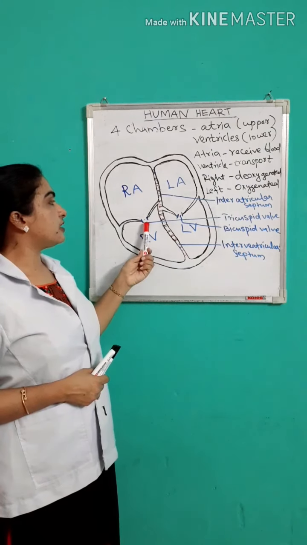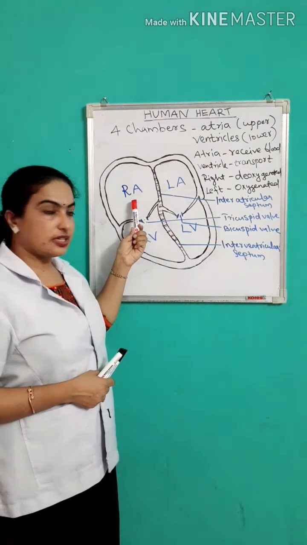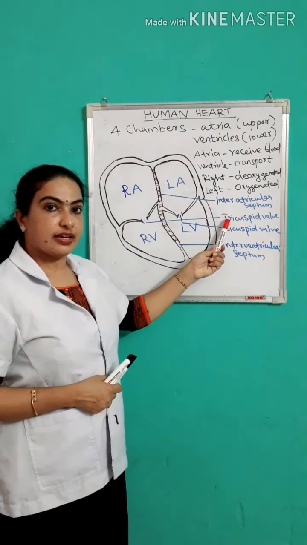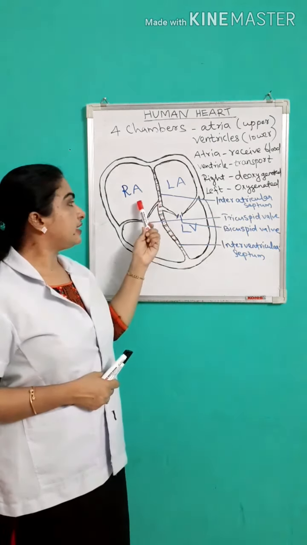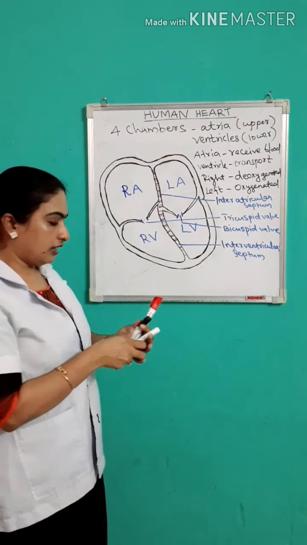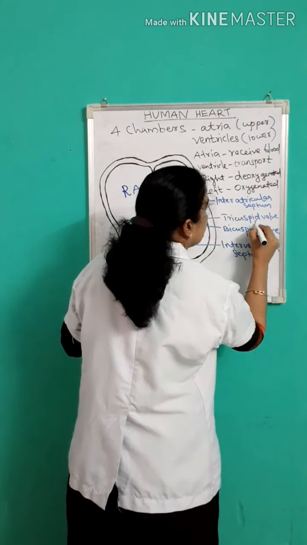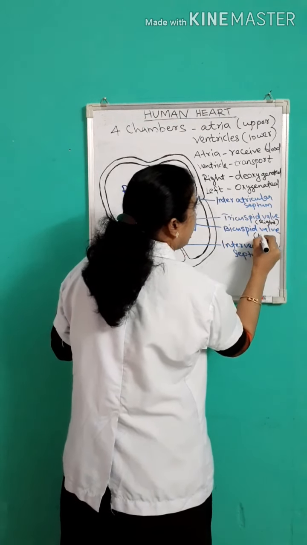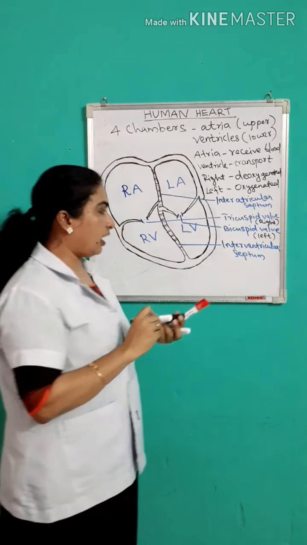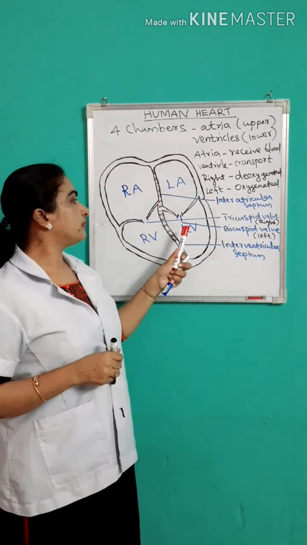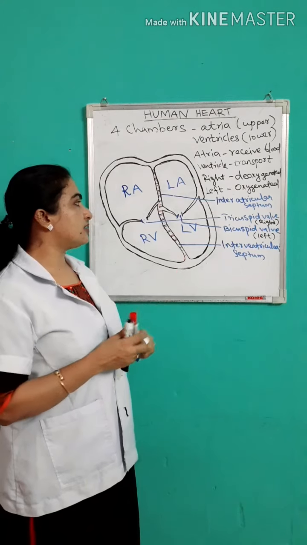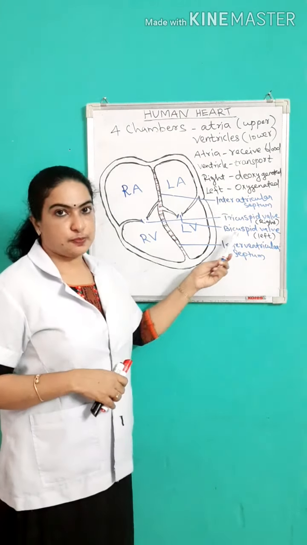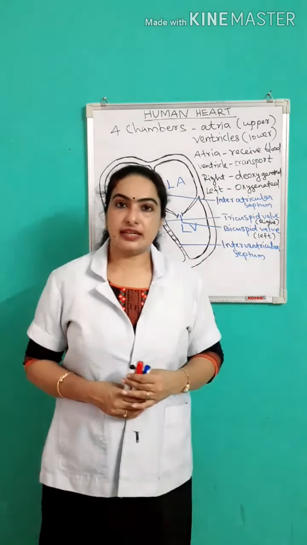And a valve is present between the right atrium and right ventricle, and that valve is known as the tricuspid valve. So the right side valve is tricuspid and bicuspid is the left side valve. The left atrium and left ventricle are separated from each other by a valve known as the bicuspid valve. Now you can see the picture.